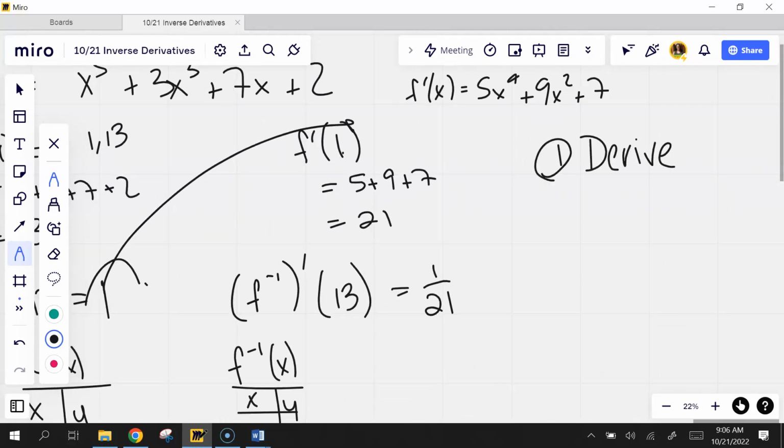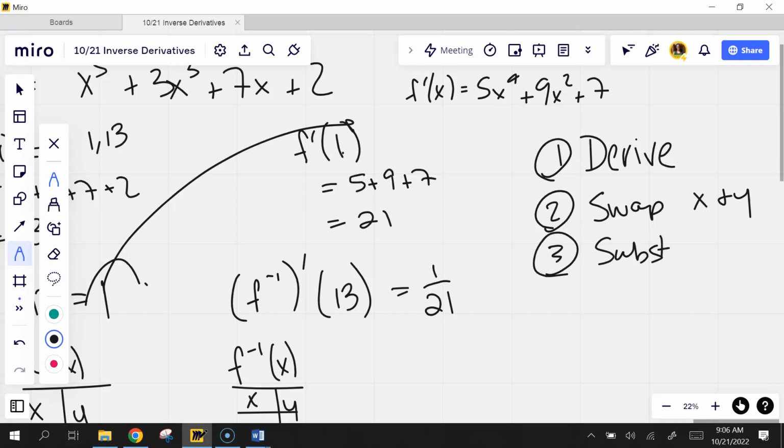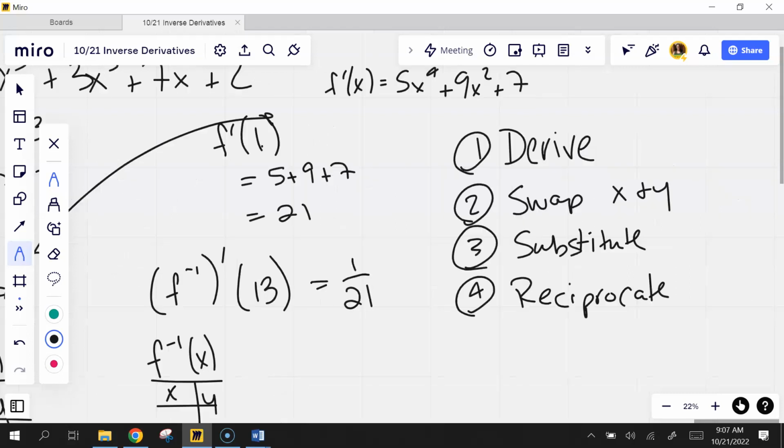We did the derivative, right? Swap x and y. And then we substitute in. And then reciprocate it. I feel like this is falling flat. I'm doing a terrible job. Try this one.